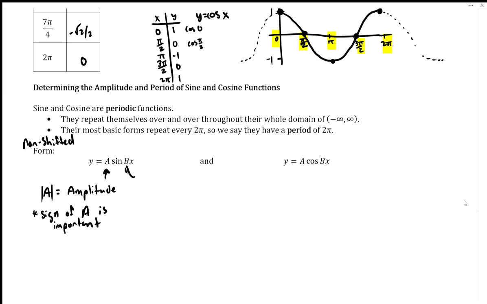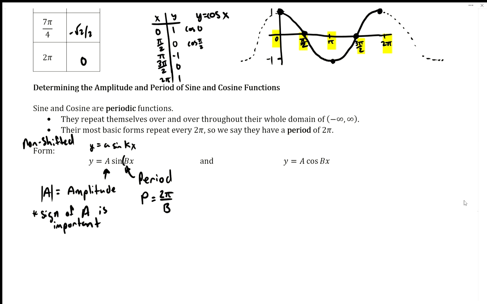And then this b value helps us find the period. So the period is based off of 2 pi divided by b. So whatever that b value is. All right, and sometimes they might use different letters. So they might use like lowercase a, they might use kx instead. So they can change those letters, but it doesn't change the way that we break it down.